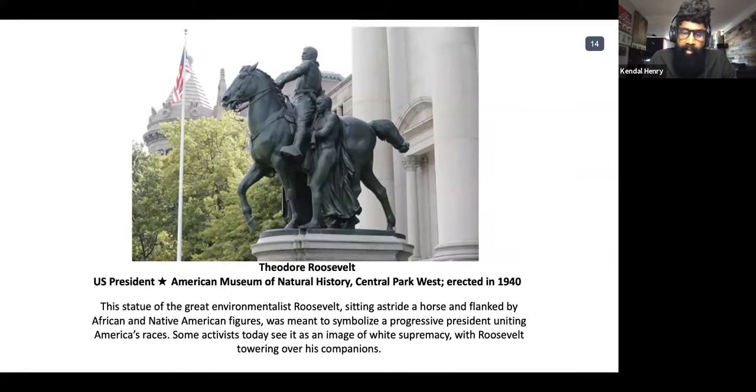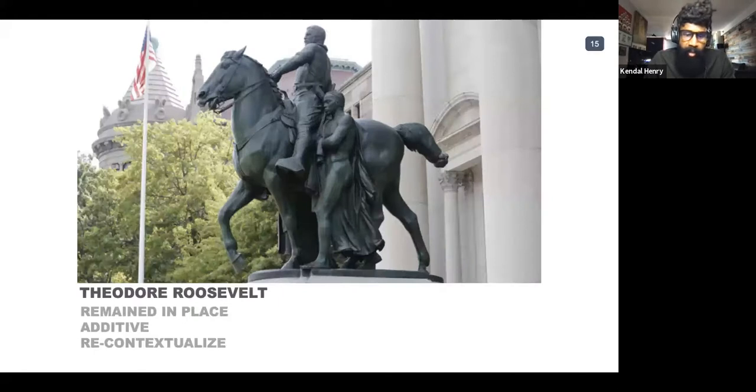So there was uproar, particularly rightfully so, from the Black and Native communities to remove that sculpture, because it's a large sculpture, quite prominent, and it really symbolized racial hierarchy. And so for this particular monument, the commission decided to keep it in place, but add some other monuments to sort of tell a fuller story and to recontextualize what it is that we're looking at.